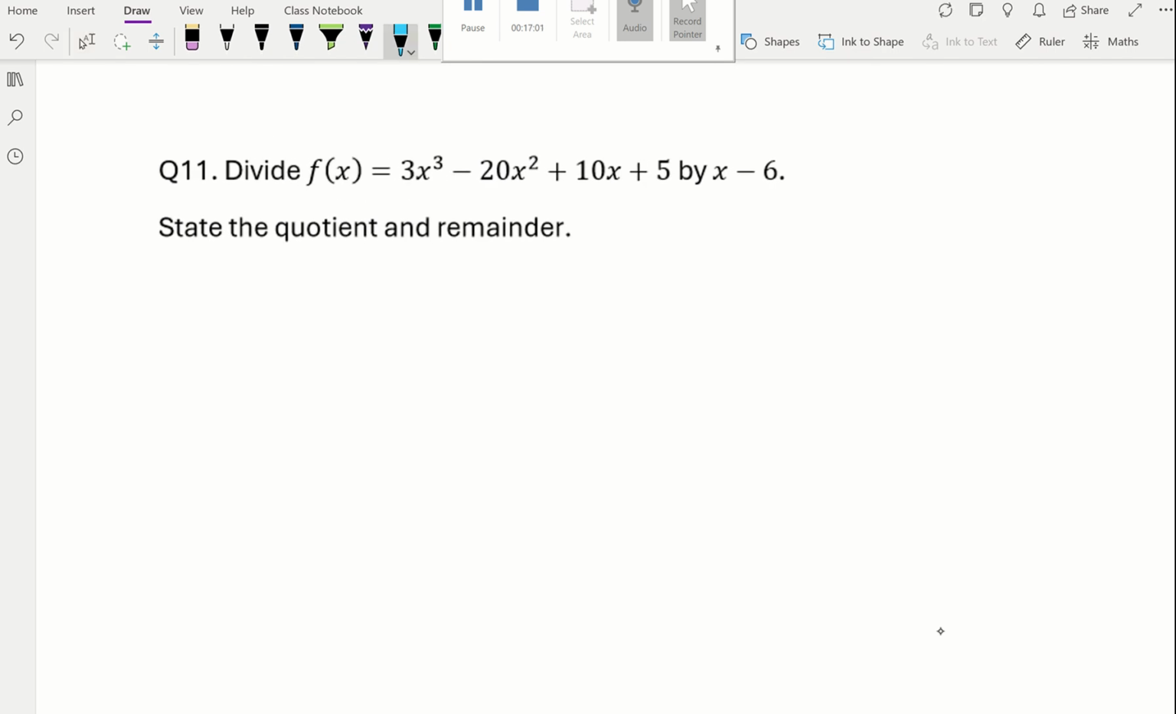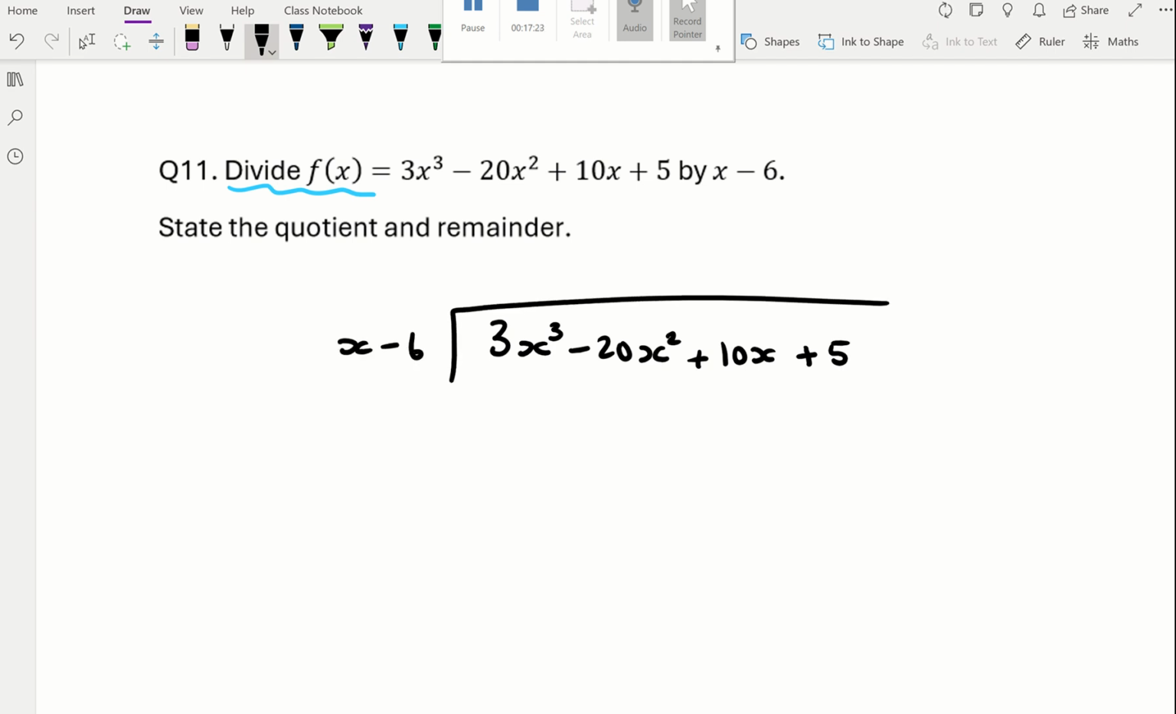This says very clearly divide the function by x minus 6, stating the quotient and the remainder. So 3x cubed minus 20x squared plus 10x plus 5 by x minus 6. You always compare your x's. What do you multiply x by to give you 3x cubed? Well, you multiply it by 3x squared. And then whatever you put at the top, you're going to multiply by x, and you're going to multiply by the negative 6.